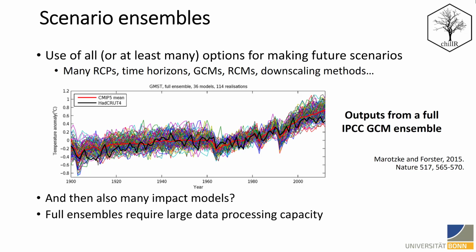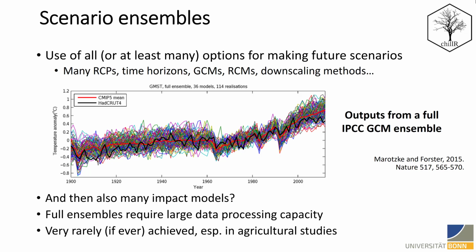So a full ensemble requires large data processing capacity. And again, there are some facilities out there that can do it for the GCMs, but if you multiply this out by all the other steps, you really get a fairly unrealistic situation. And this is very rarely, if ever, achieved, especially in agricultural studies. And the reason, of course, is that people who do agricultural studies are agricultural scientists for the most part, and not data processing junkies. So, unfortunately, quite often when we do see these studies in agriculture that actually apply these full ensembles, they are actually not done by agricultural scientists, and they often have certain deficiencies on the agricultural side.